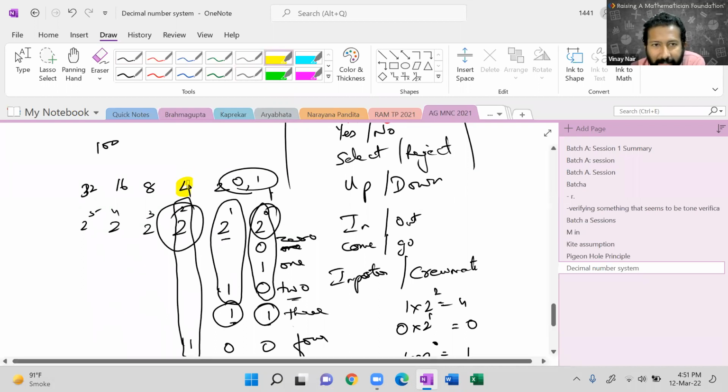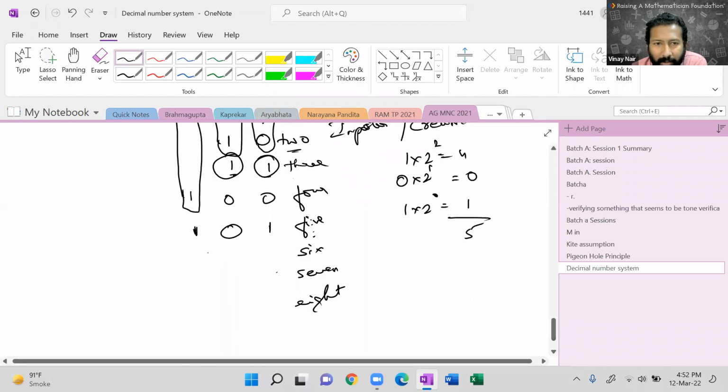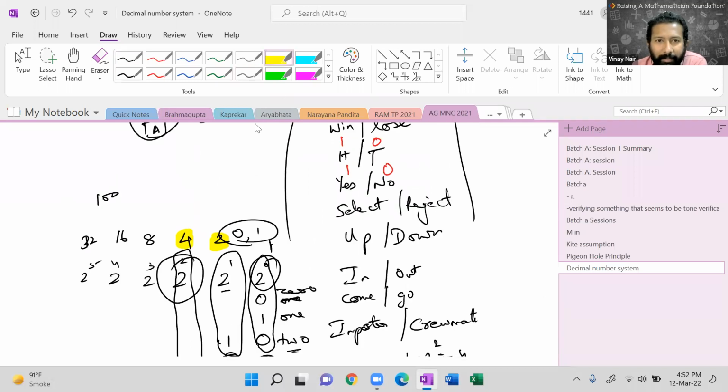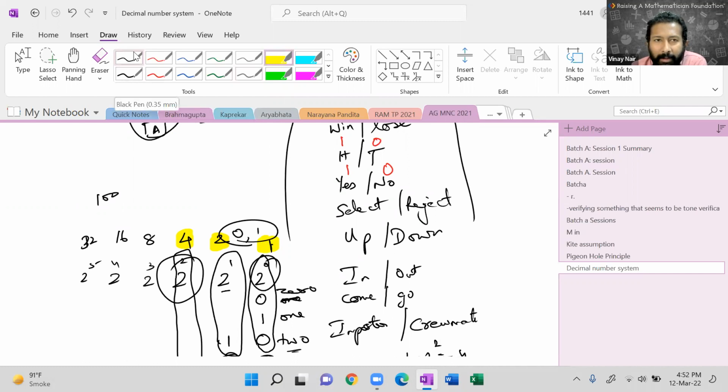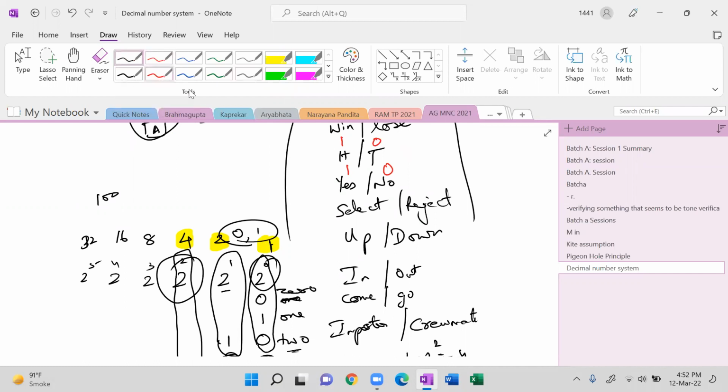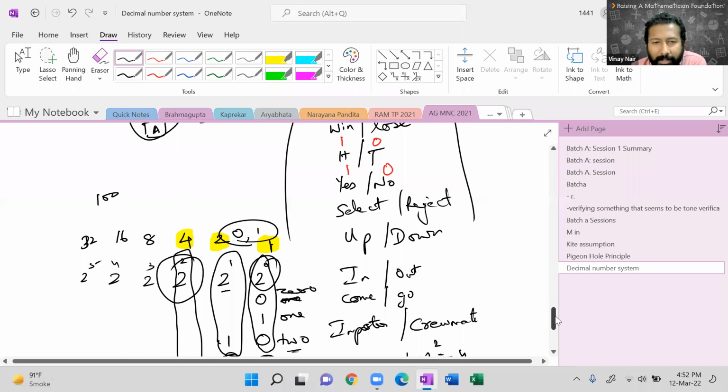So as you can see, 6 is nothing but 4 and 2, right? 4 and 2. So if I put a 1 here, that means I'm using that 4. If I put a 1 here, that means I'm using that 2. I put a 0 here, that means I'm not using 1. Does that make sense, Shravasti? Yes or no? So I can repeat it again if it is not clear. Clear? Okay. So this will be 1, 1, 0.